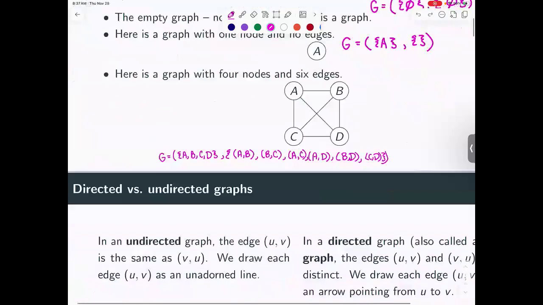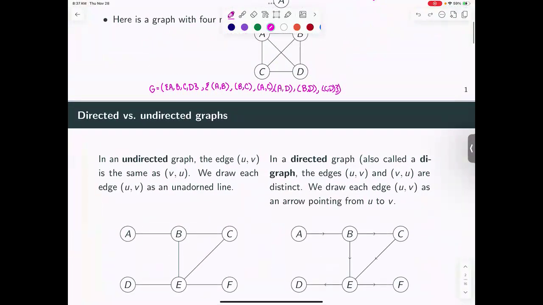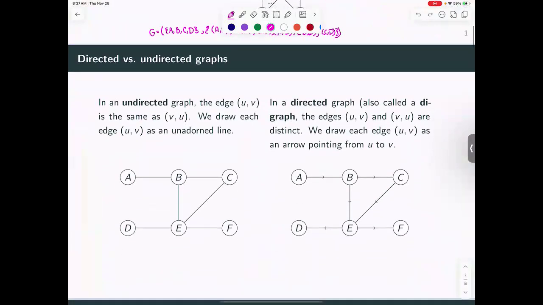Okay. So as I had said, depending on the direction of the graph, we may end up with different definitions. So let's look at what that actually means. We have 2 different terms here that we need to consider. We have this idea of undirected graphs and also this idea of directed graphs, also known as a digraph, because it has a direction to it.